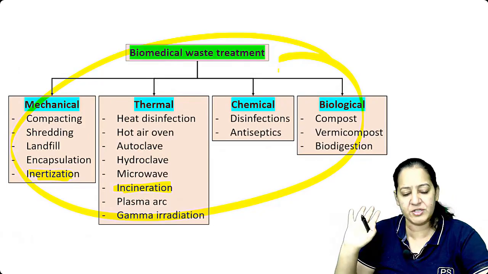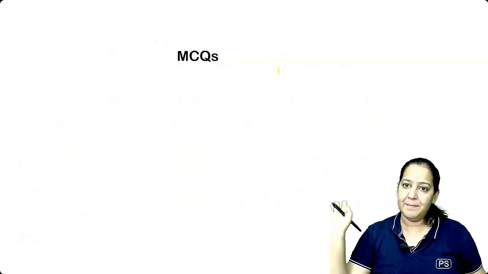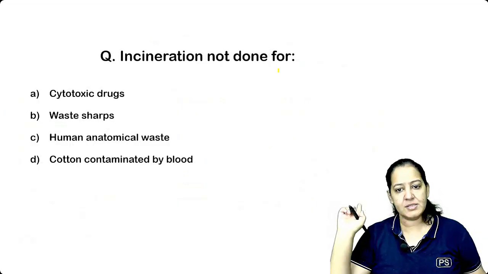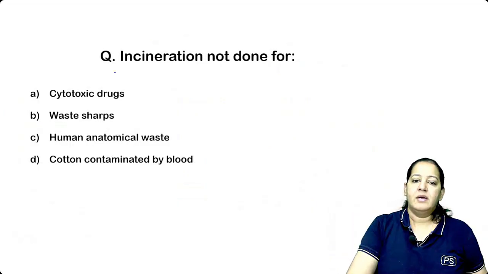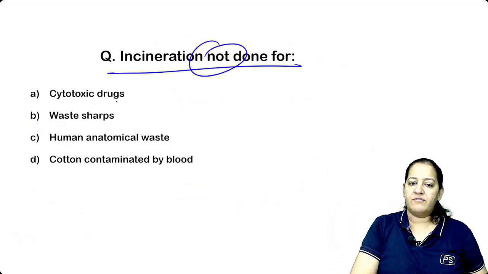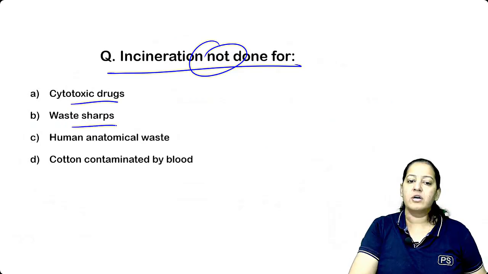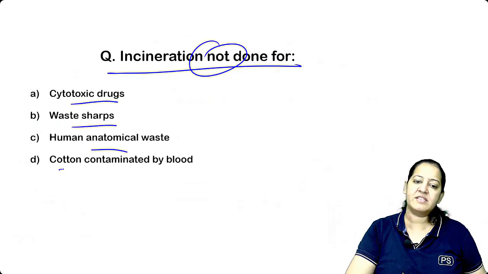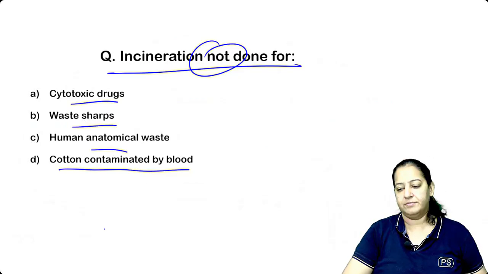There is not much question from this area, so not very important. We will solve some questions. The first question in front of you: incineration is not done for cytotoxic drug, sharp, anatomical waste, and cotton contaminated by blood.